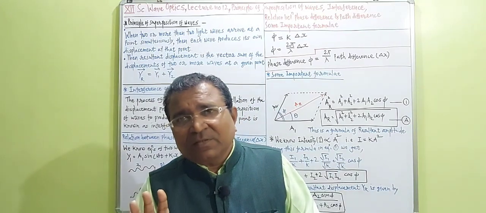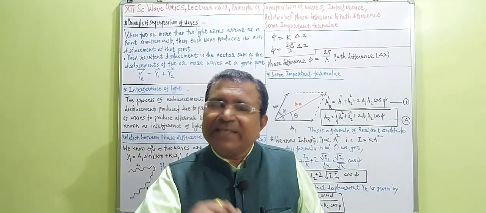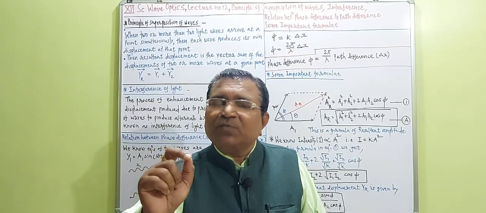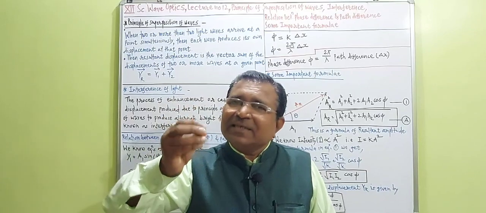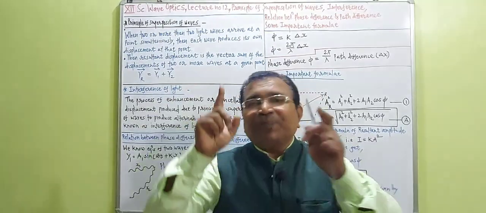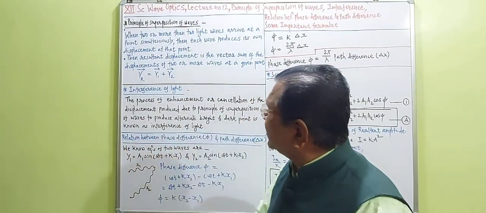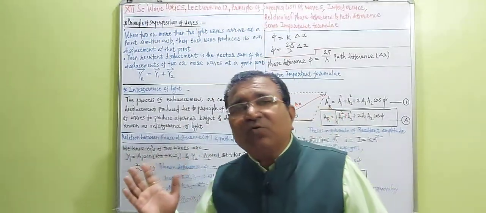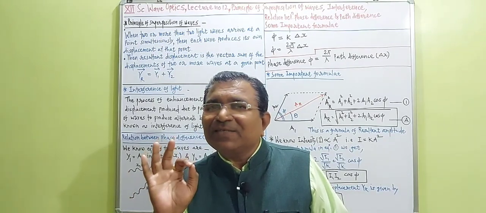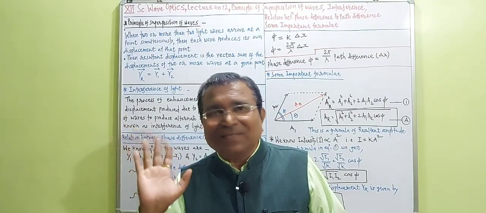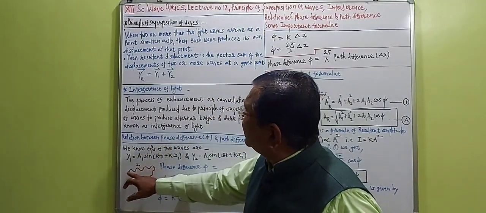Okay. So we have learned two definitions, two concepts very clearly: the principle of superposition of waves, and how the interference phenomenon exists by making use of the principle of superposition of waves. Then we will proceed further. So we have to derive the relation between phase difference and path difference.